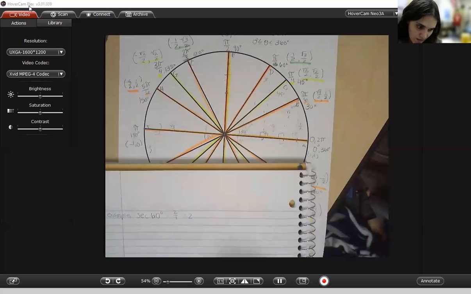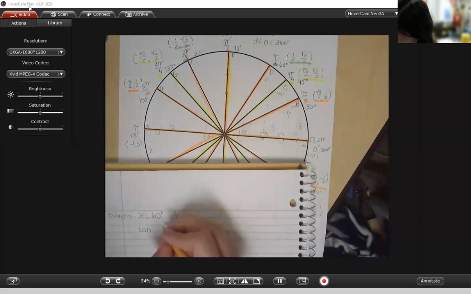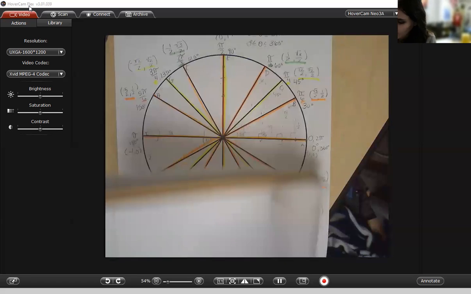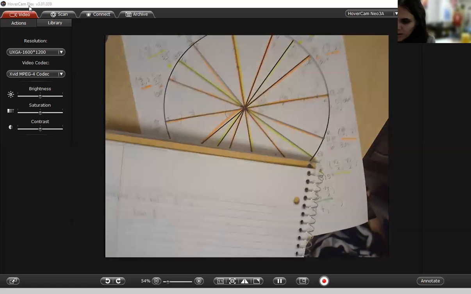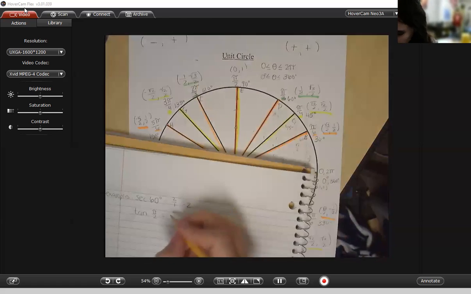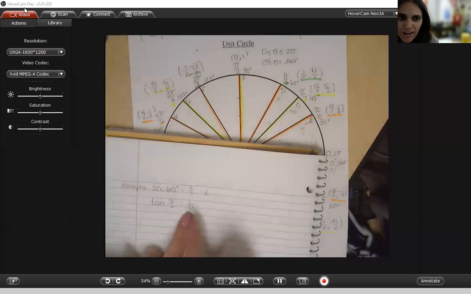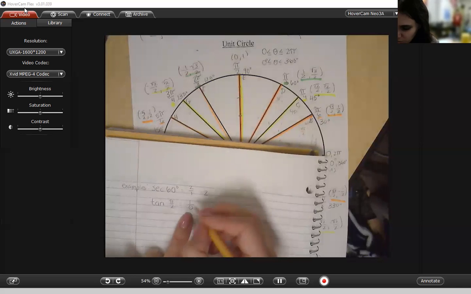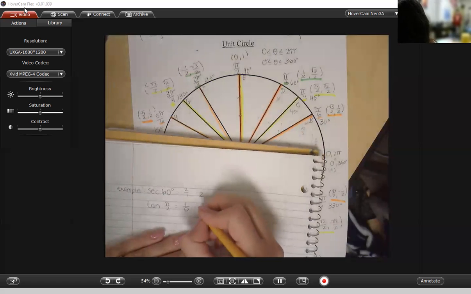Let's do the tangent. So I want to do the tangent at pi over 2. Well, tangent, I said, is going to be y over x. So let me see, at pi over 2, my y value is 1 and my x value is 0. Okay, I ran into a problem. Can I divide by 0? I cannot. If I have 1 cookie, I can't divide it by 0 people. It ceased to exist. We call that undefined.